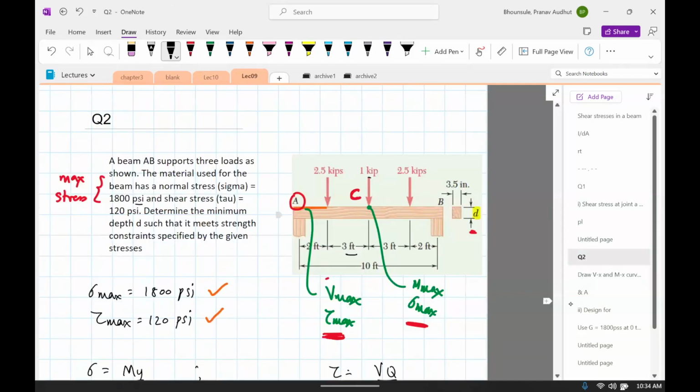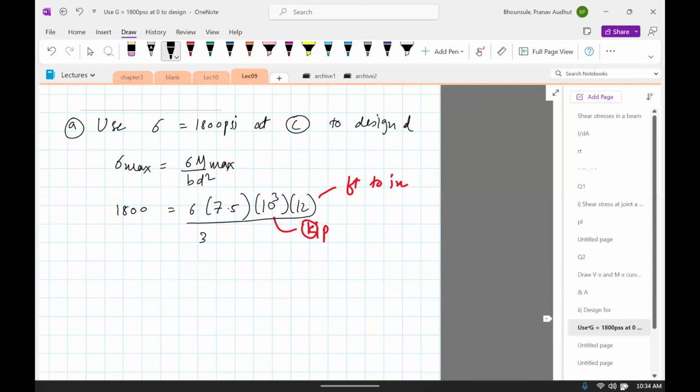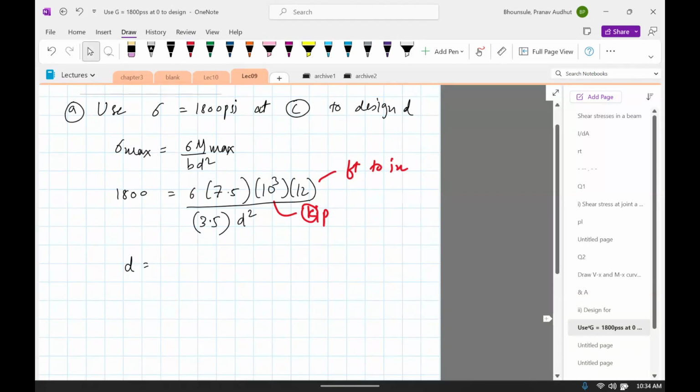B is given as 3.5 inch. Okay, everything is in inch, so it's good. And then D squared. So I need to solve only for D. Solving for D, you get 9.258 inch. Okay, this is my design based on sigma max.